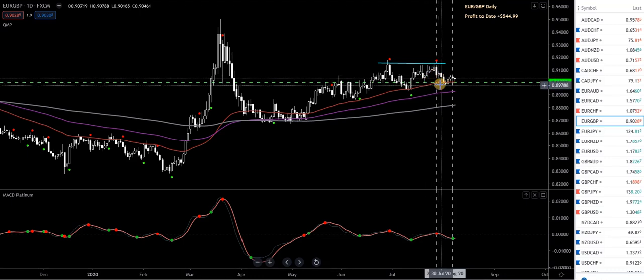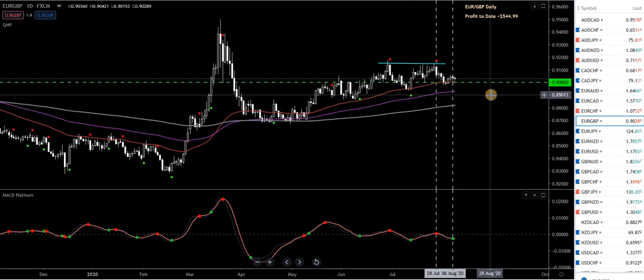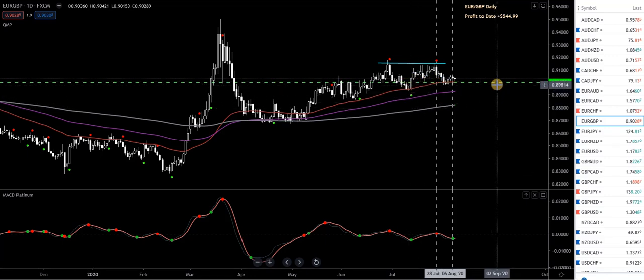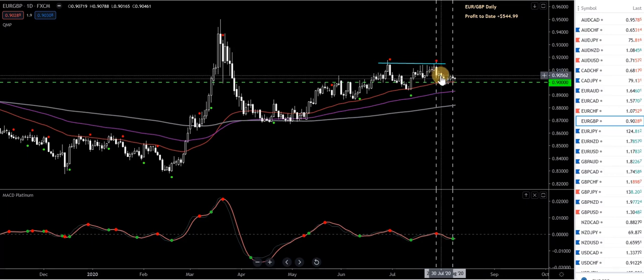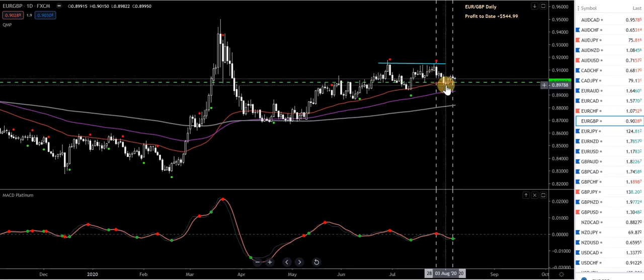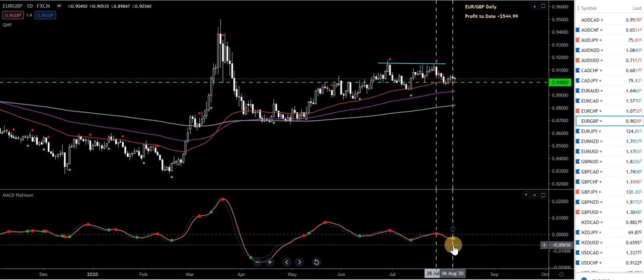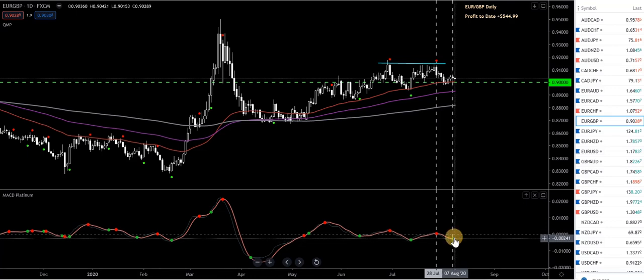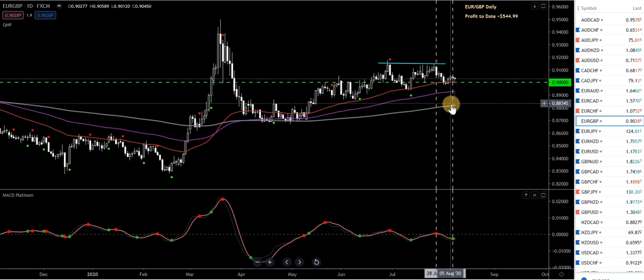Price is already close to the MAs. You can see the trend is up, and this green line is a big round number at 90 cents. So look, I probably could have made a few pips out of it, and now it's starting to reverse to the upside. Now we've got a green dot on the MACD Platinum below the zero level, so probably now looking for buys, but nothing at the moment.